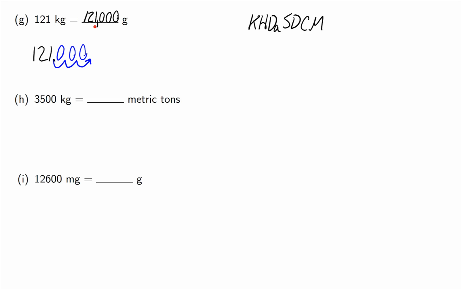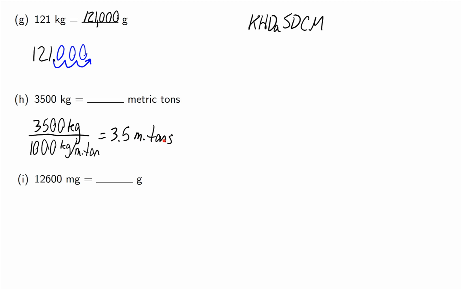Now, kilograms to metric tons. This is not on this sliding scale at all. However, I do know that there are 1,000 kilograms in a metric ton. So I will start with my 3,500 kilograms. I'm going from a smaller unit to a larger unit, so I need to divide by 1,000 kilograms per metric ton. And that will take me to 3.5 metric tons. Just write it up here for completeness.